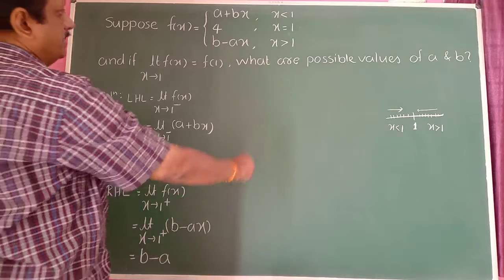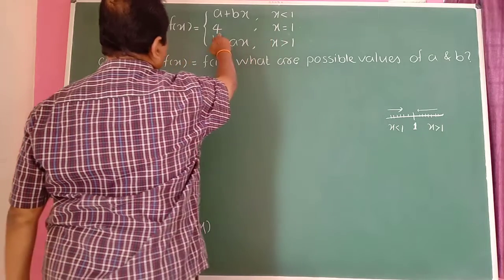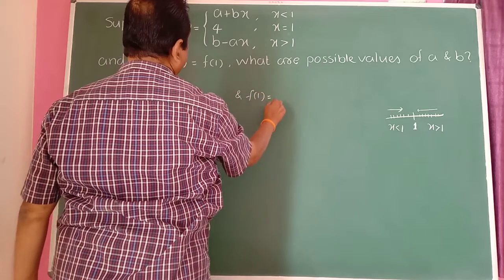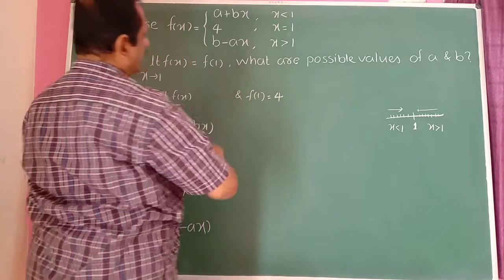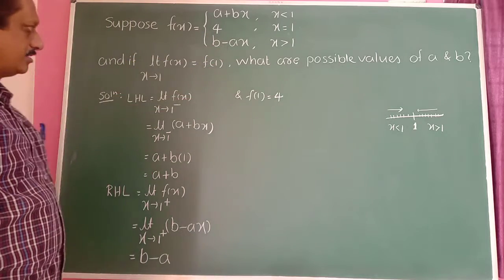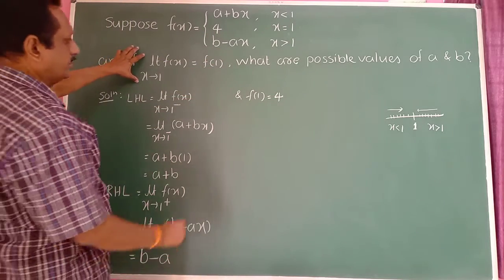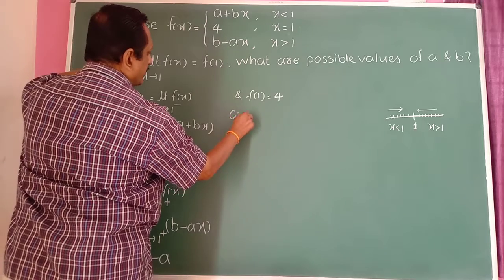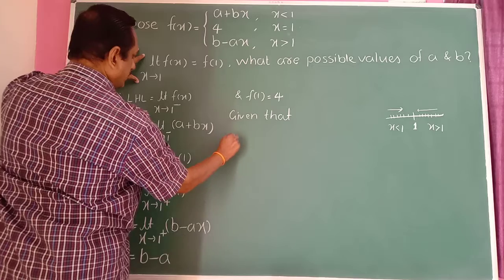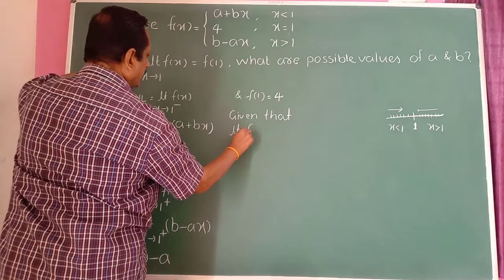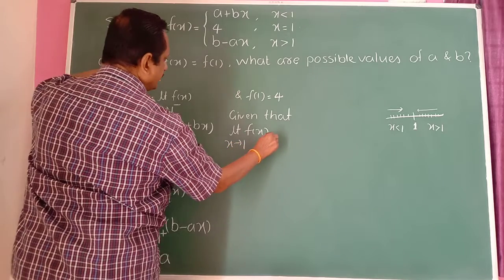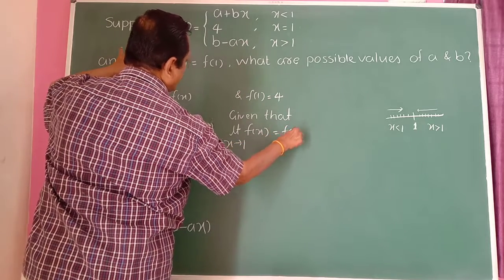Then f of 1. Here x equal to 1, the value is 4 here. And f of 1 is equal to 4. They have already given it here, at x equal to 1, f of 1 is equal to 4 here. Here they have given this function here. Given that limit of f of x as x tending to 1 is equal to f of 1 here.